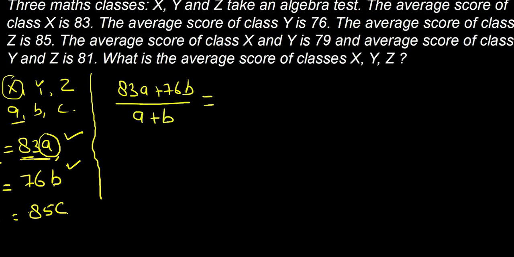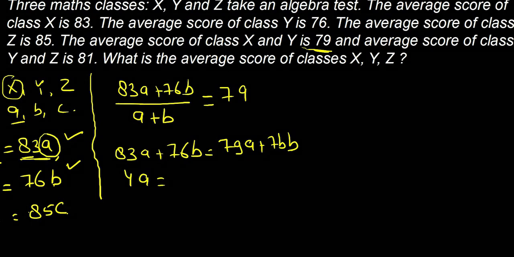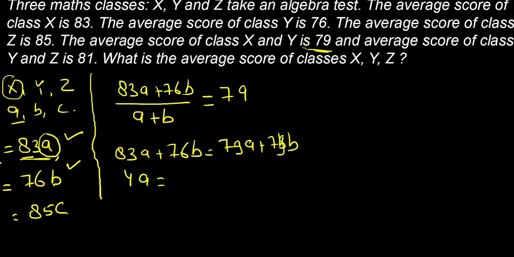And this average is given to us as what? 79. So let's put this 79. 83 times of a plus 76 times of b is equal to 79a plus 79b. So finally it is what? That is going to be 4a is equal to 3b. So this is the first condition we got, or you can say a is equal to 3 by 4 times of b, whatever you want.